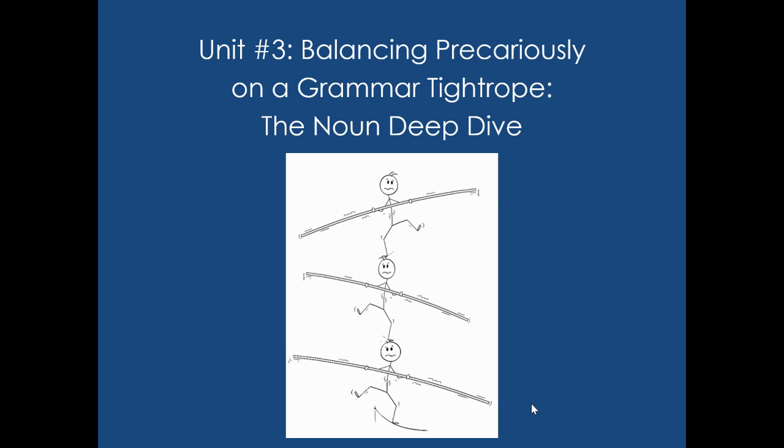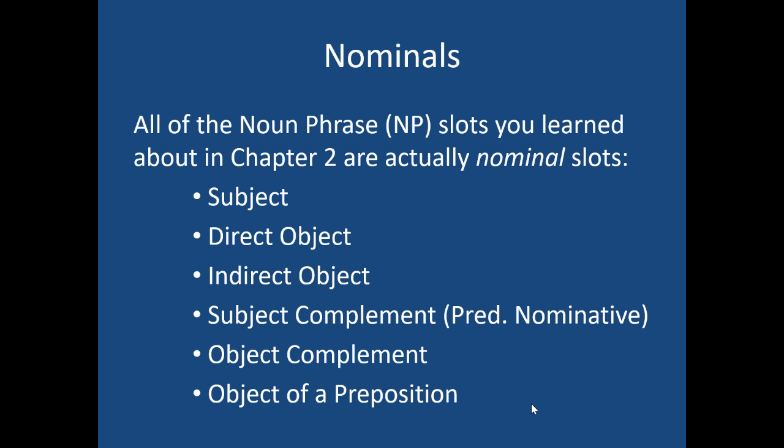So we're looking at Unit 3, which is called Balancing Precariously on a Grammar Tightrope, the Noun Deep Dive. Remember that we're moving our way through each of the four form classes and doing a deep dive into each. So we just completed our deep dive into verbs, and now we're going to do a deep dive into nouns.